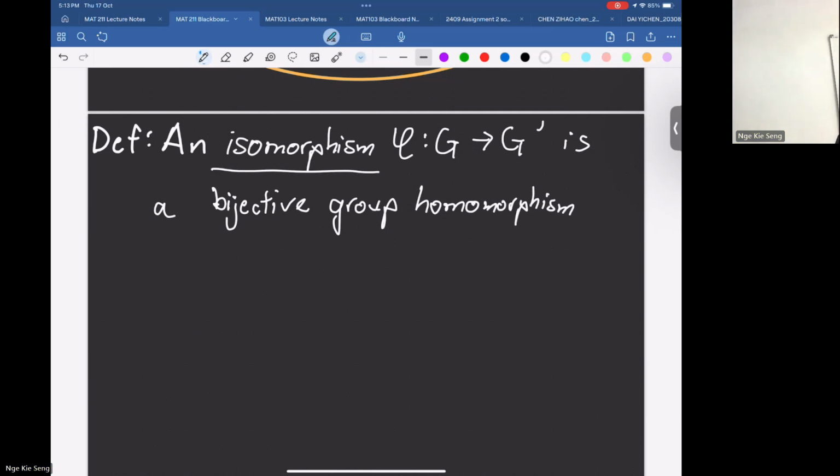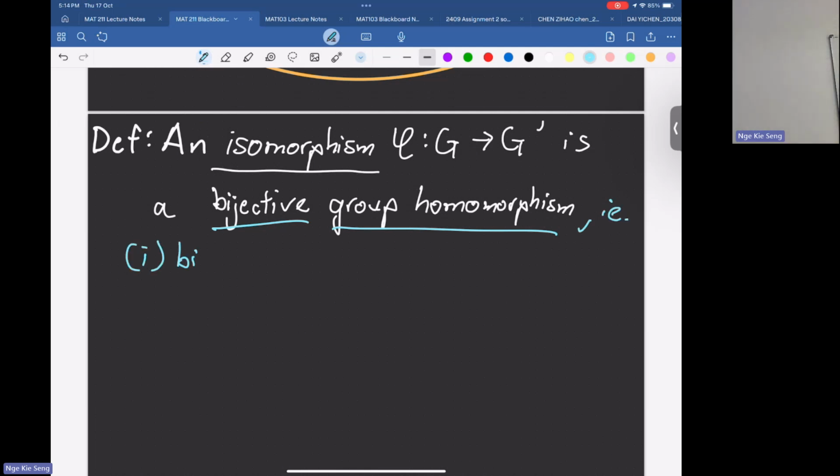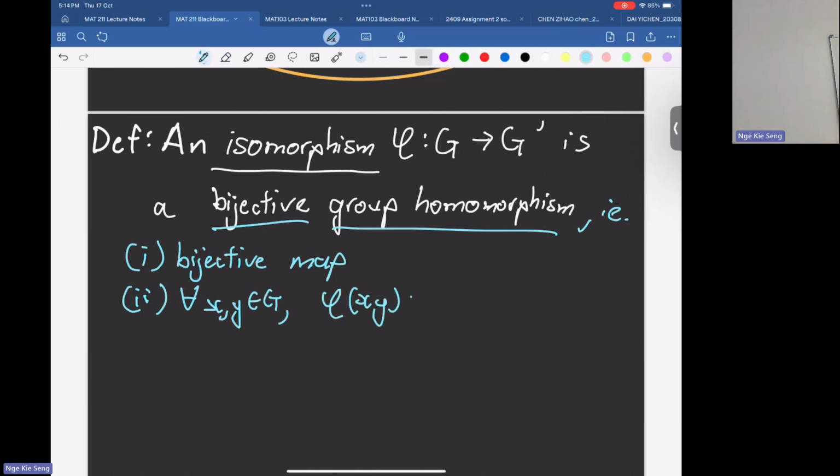There are two things here, so let me break them out for you. First is a bijective map. You know what a bijective map is? One to one and onto. Good, injective and surjective. Second, it has to satisfy the homomorphism property, such that φ(xy) equals φ(x) times φ(y).